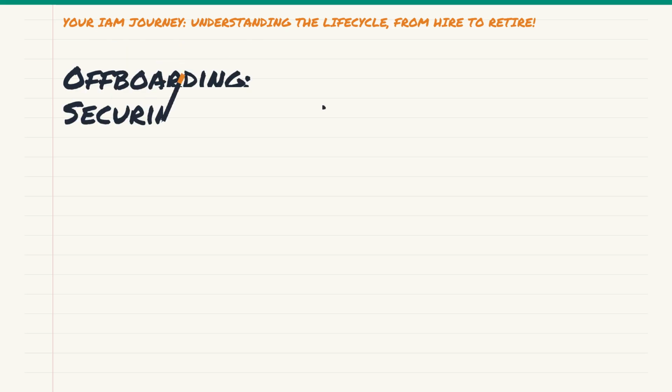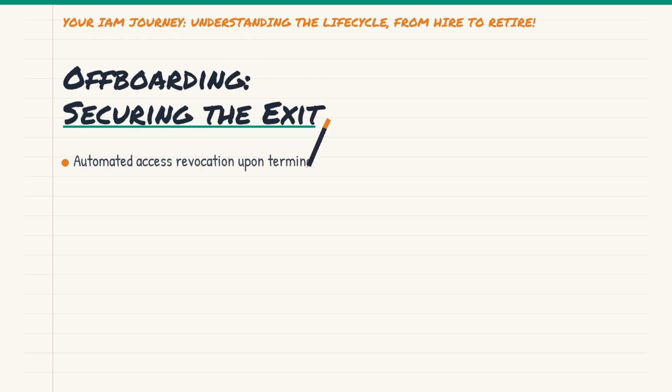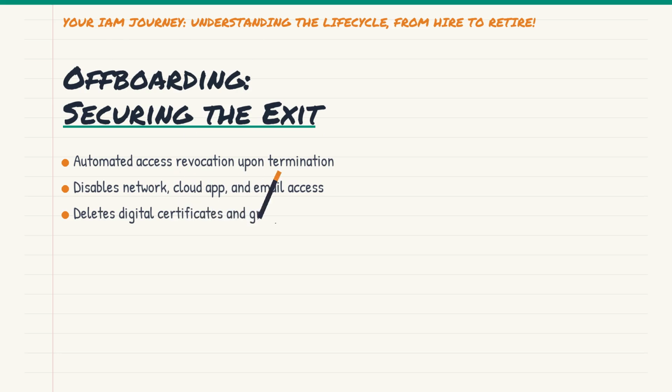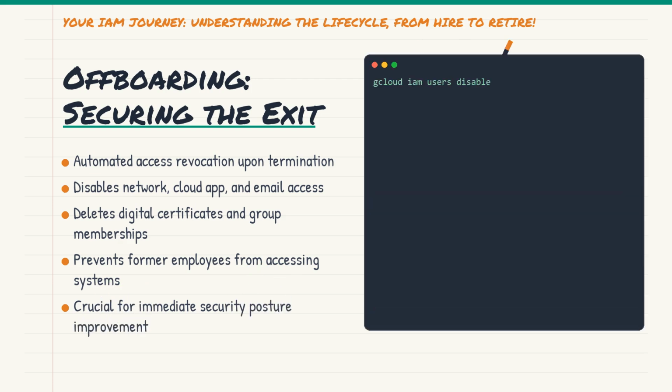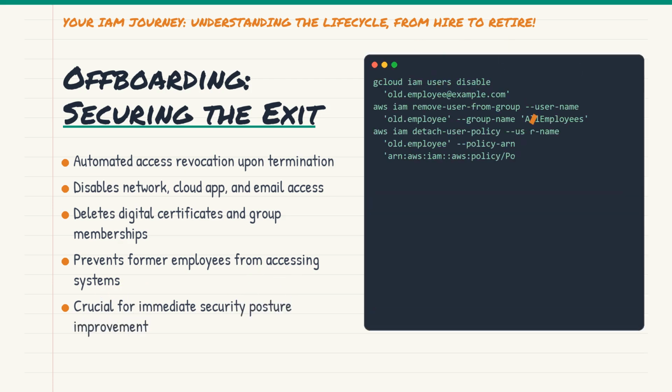When an employee leaves the company, whether they're retiring or moving to a new job, offboarding is where deprovisioning shines. Ideally, as soon as HR marks an employee as terminated, the IAM system automatically triggers a cascade of actions.